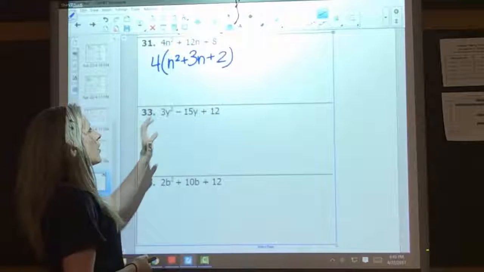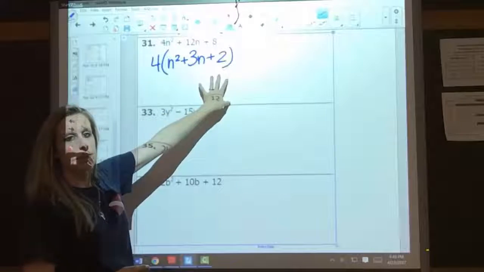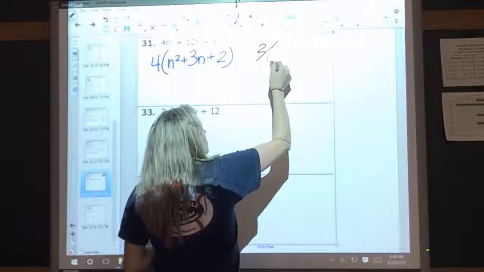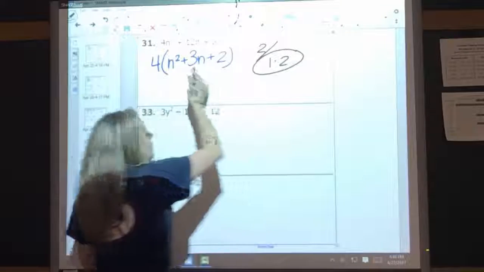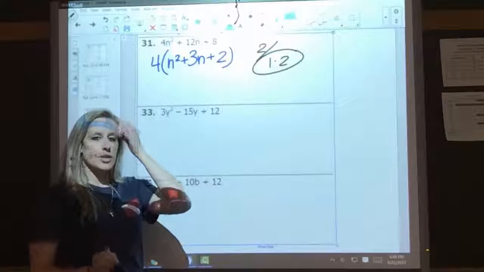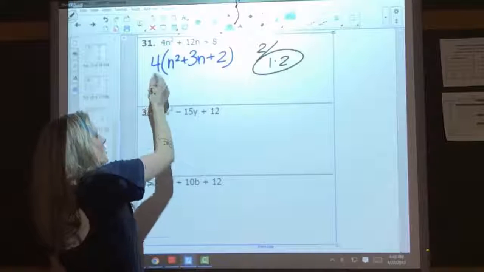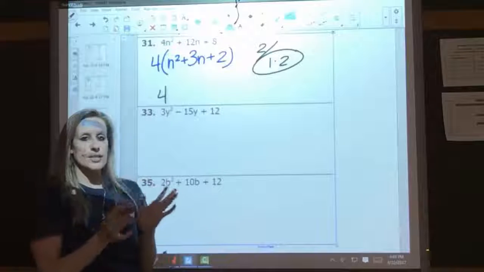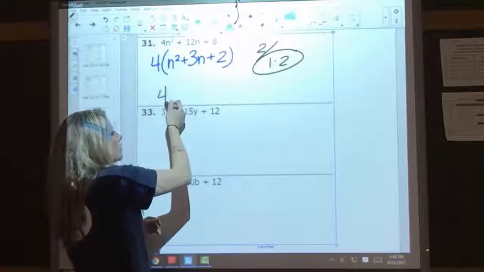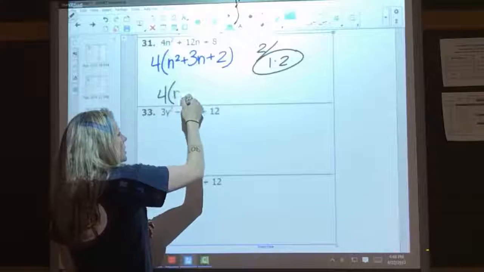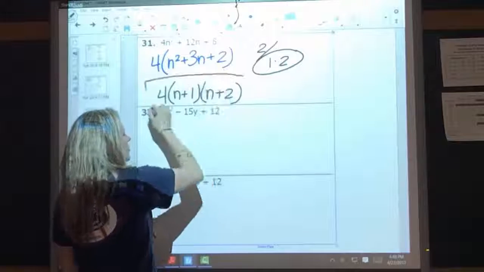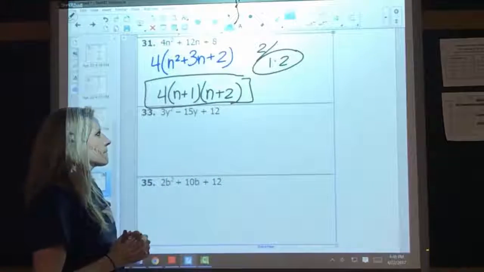Okay, so now I can factor what's inside the parentheses. So I would find my factors of 2, so 1 and 2, and they would add up to give me 3 in the middle. Okay, just make sure on your answer you have that greatest common factor outside. Don't forget about it, okay? So I'm going to bring down that 4, and then this would be n plus 1 and n plus 2.